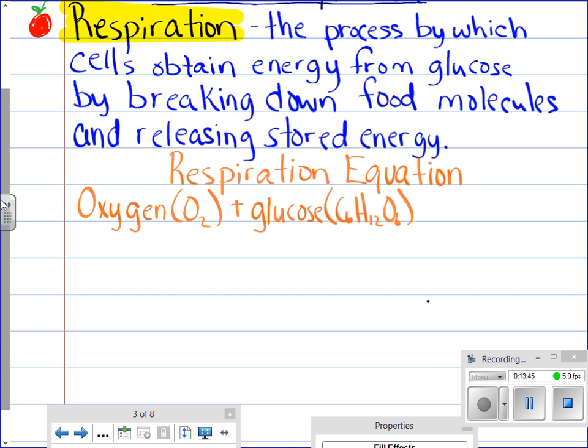Where does this oxygen come from? It comes from plants. This comes from plants, because plants release oxygen into the air. Where does the glucose come from? From plants. From plants we eat. So I'm going to put plant and food we eat.